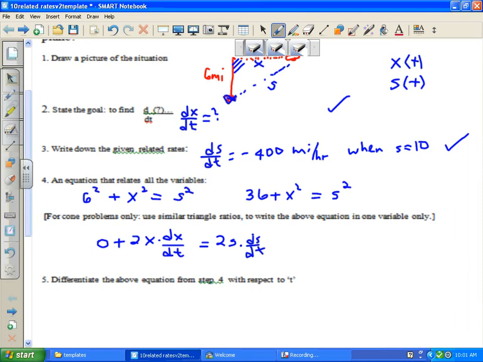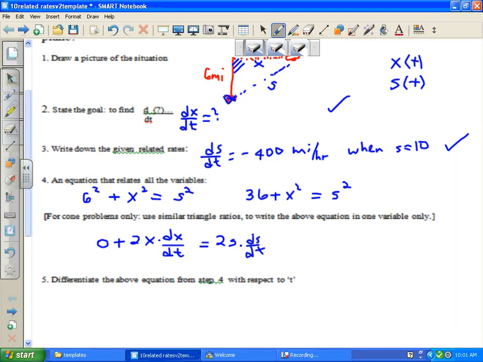Now, if you had that equation, x squared equals s squared, if you were differentiating it with respect to x, what would be the derivative of the left-hand side? 2x, right? dx would be 1, right? But you're differentiating with respect to time. That's why we're multiplying it by the derivative inside, dx dt, and we keep it there.